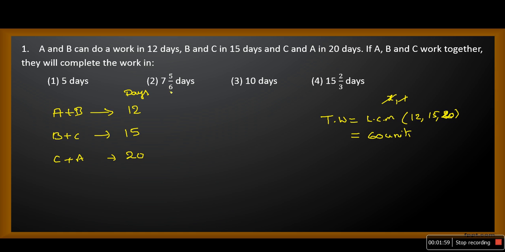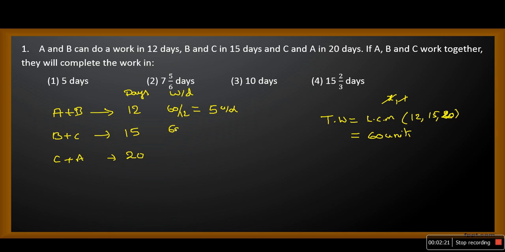Now, work done per day, we will see. What is the total work? 60 units. They are taking how many days to complete? 12 days. To do 60 units, they are taking 12 days. So, 1 day, 60 by 12, which equals 5 units per day. A and B together are doing 5 units per day.